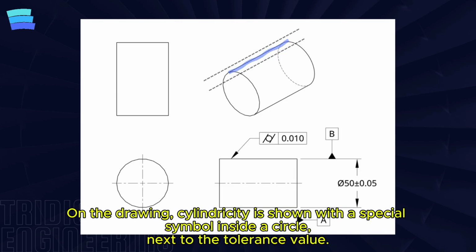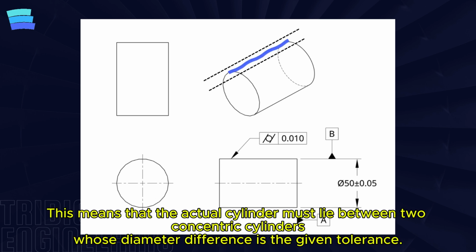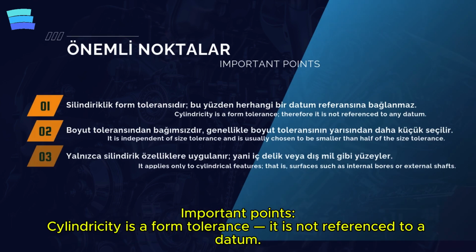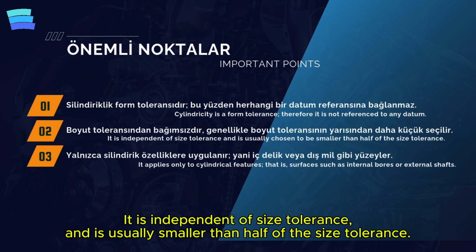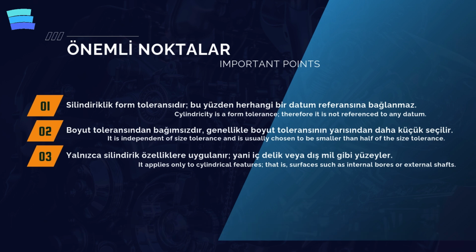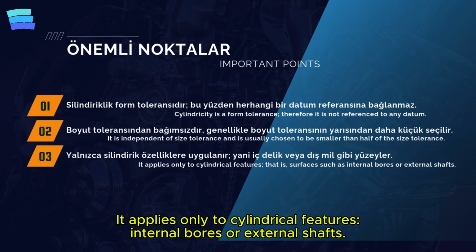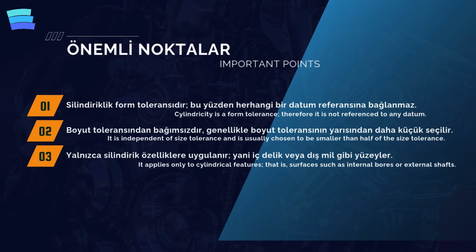On the drawing, cylindricity is shown with a special symbol placed inside a circle, together with the tolerance value next to it. This means that the actual cylinder must lie between two concentric cylinders whose diameter difference is, for example, 10 micrometers. Important points. Cylindricity is a form tolerance, therefore it is not referenced to any datum. It is independent of size tolerance, and is usually chosen to be smaller than half of the size tolerance. It applies only to cylindrical features, that is, surfaces such as internal bores or external shafts.